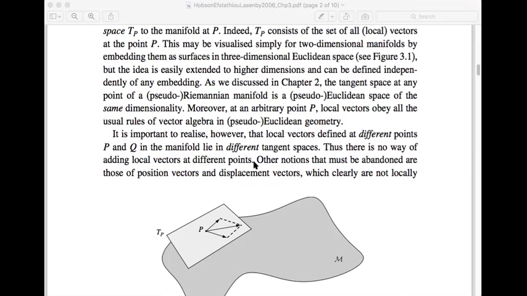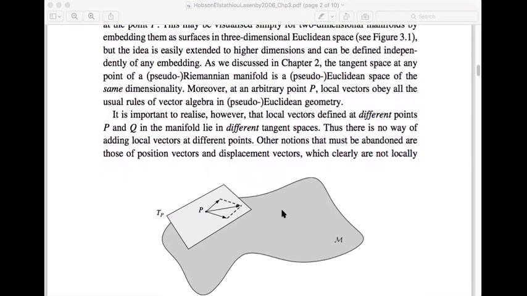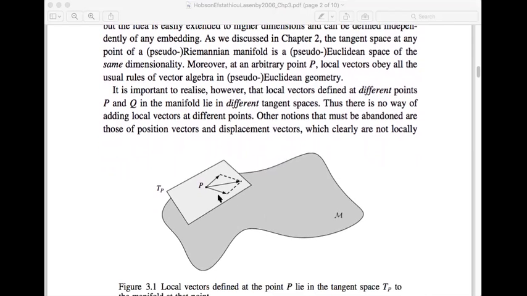I want to pause here and show you my diagram, because what bothered me about his diagram, it's a very nice diagram, but he only shows one point P, and the whole idea here is that this tangent plane is different at a different point. So I want to show you my diagram.